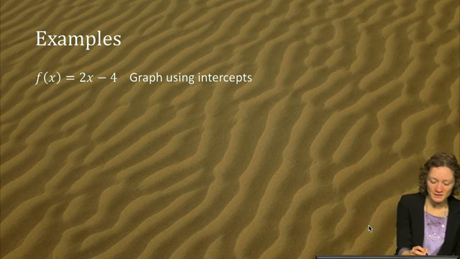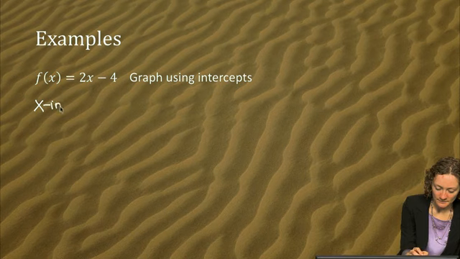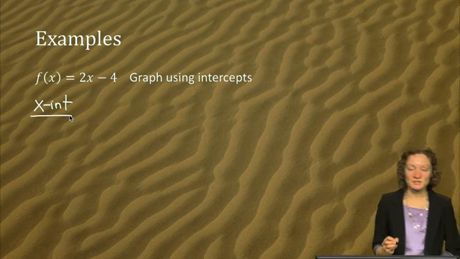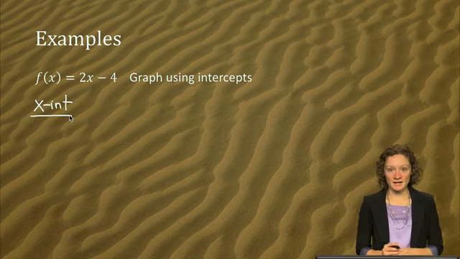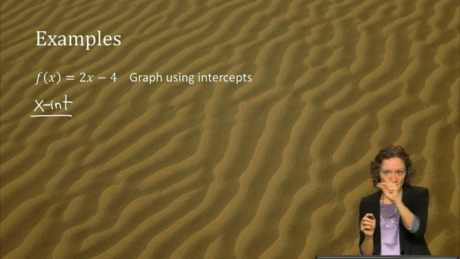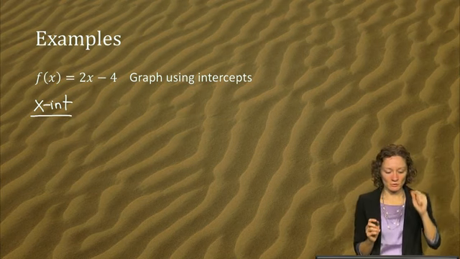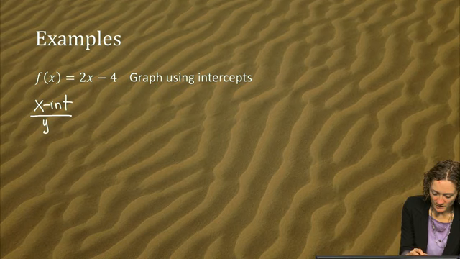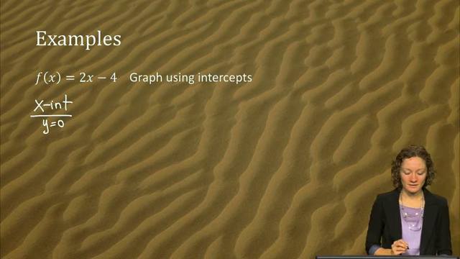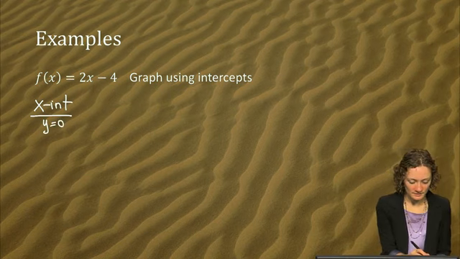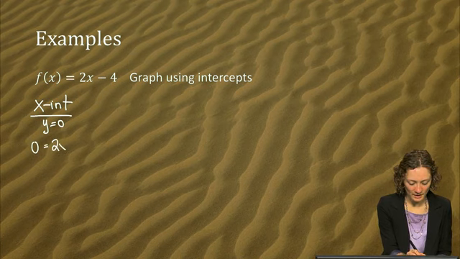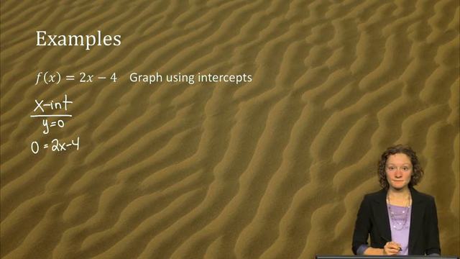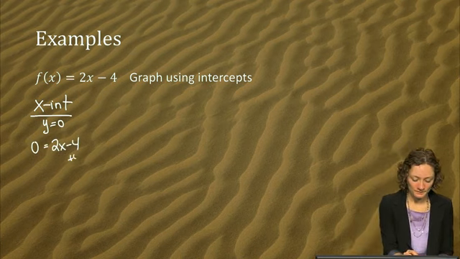Okay, so first let's find the x-intercept. An x-intercept crosses or touches the x-axis, so it means there is a left or right movement. There is not an up or down movement. That's why you plug in 0 for y and then solve for x. So we have 0 equals 2x minus 4. Solve for x. Add 4 to both sides.